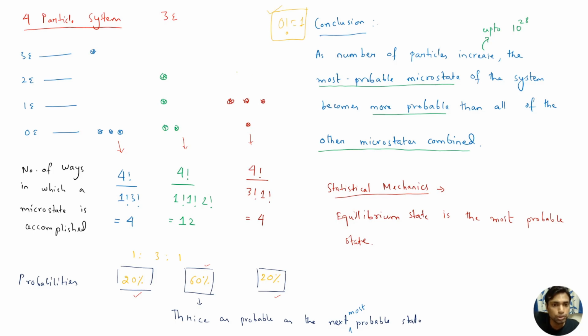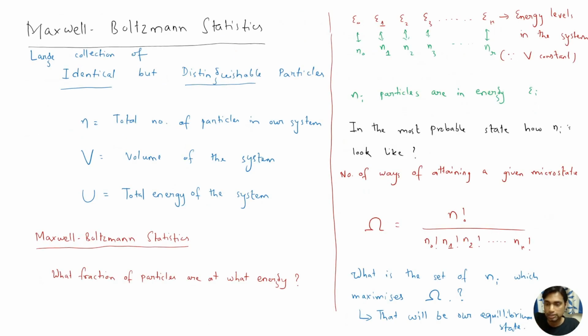So what is happening is, in this case, N is 4. We have N0 equal to 1, N1 equal to 3, N2 equal to 0, and N3 equal to how much? It is 0, because there are no particles here. You got it right from this example?